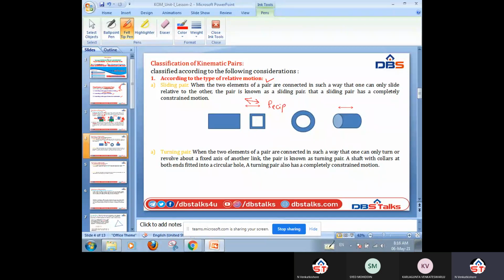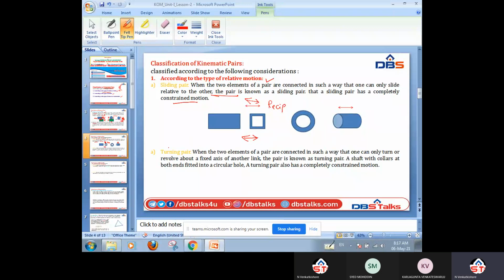The same thing we are applying here, sliding plate. That means here only sliding takes place. This is called sliding. So only sliding is there, which we will call a completely constrained motion. So the sliding pair will have a completely constrained motion.